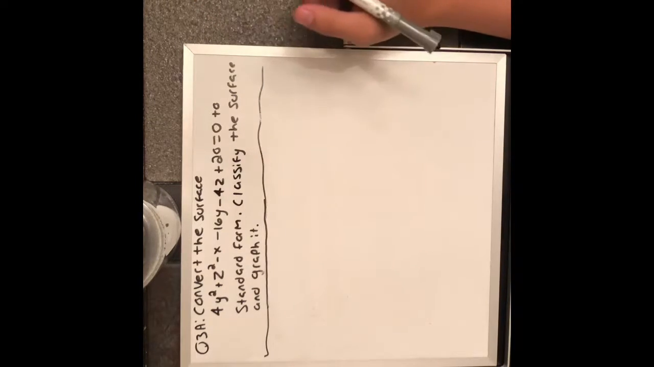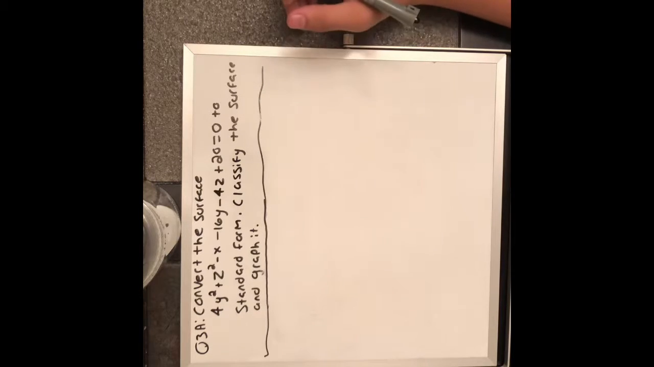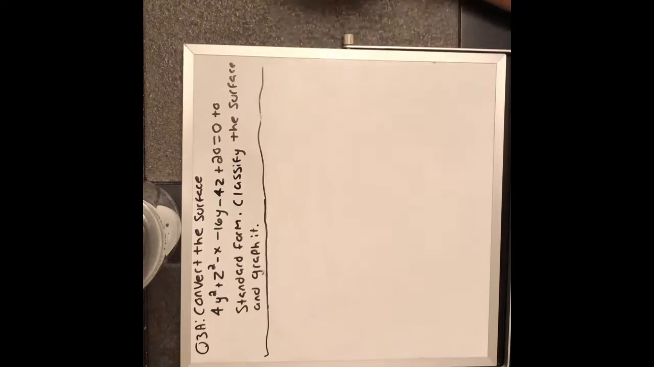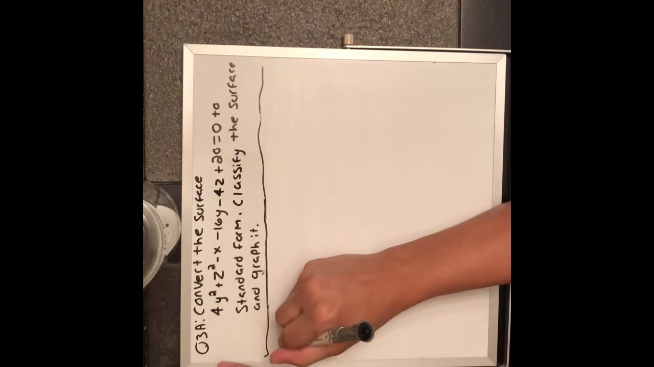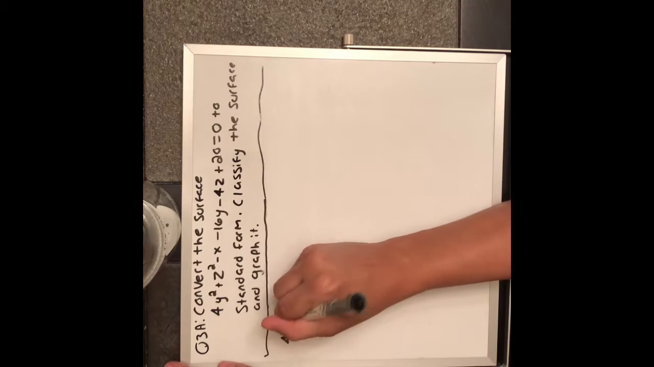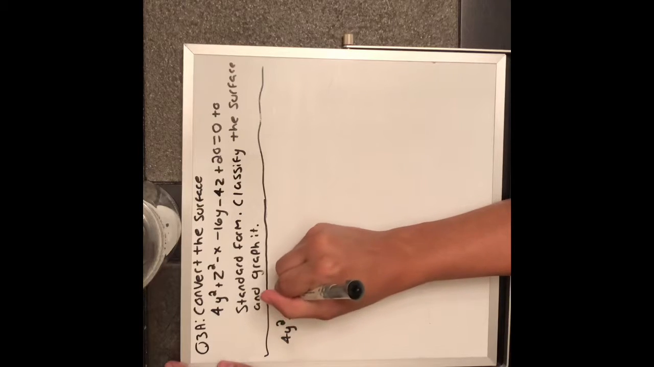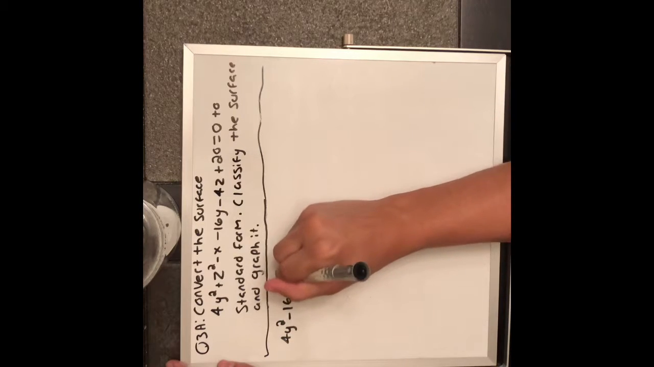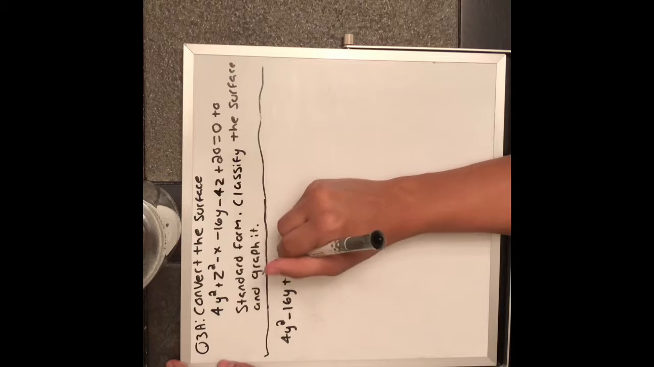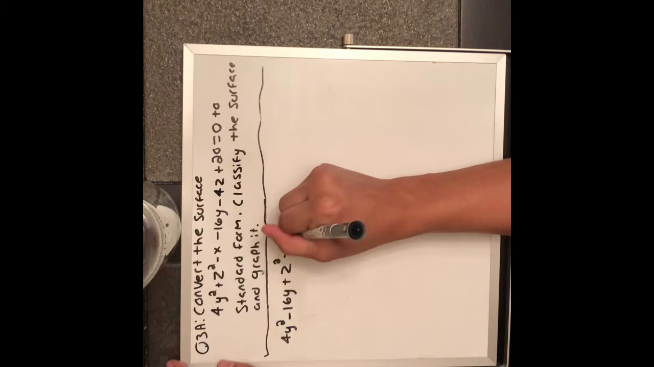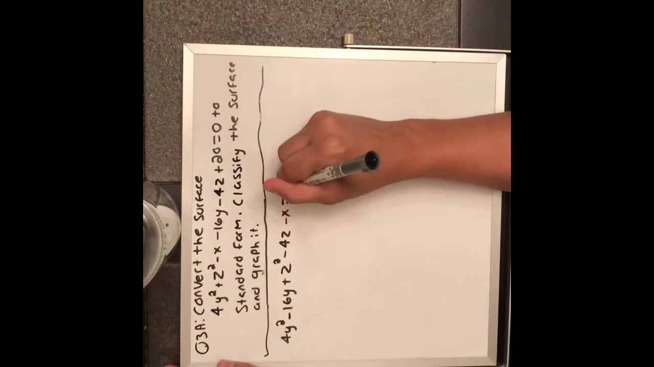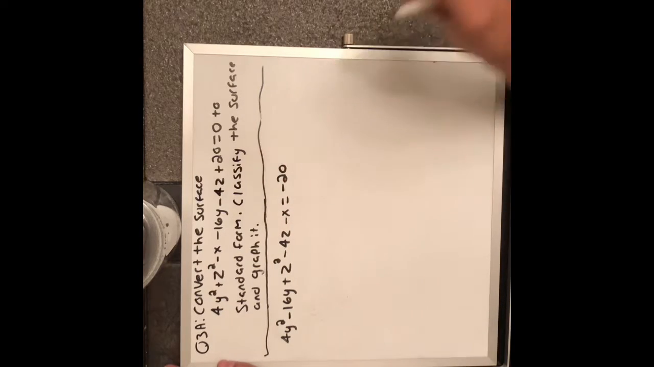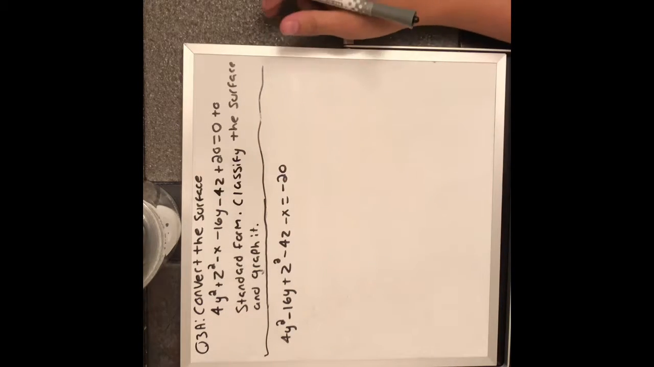Okay, so to tackle this problem, what we first want to do is put like terms together in our equation. So let's start that off with y. So if we have 4y squared, then we have minus 16y, and then we have plus z squared minus 4z, and here we have minus x is equal to negative 20. Let's just subtract it to the other side.